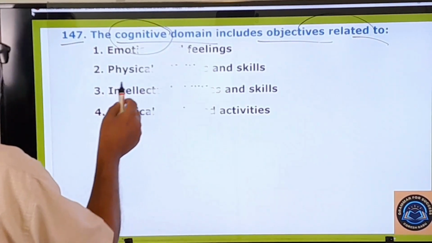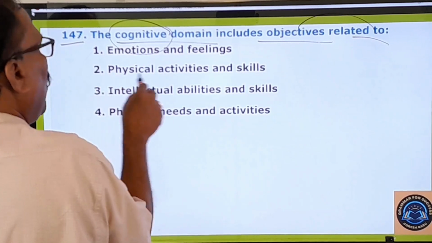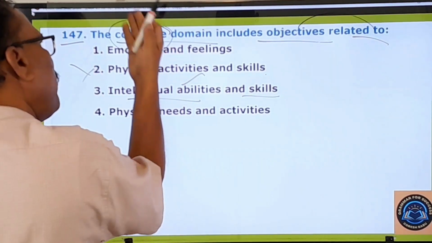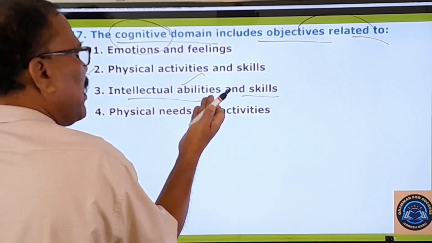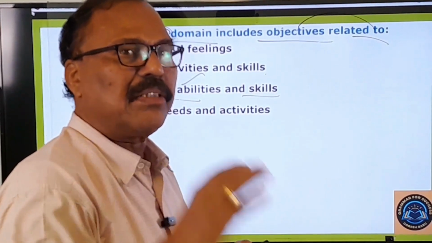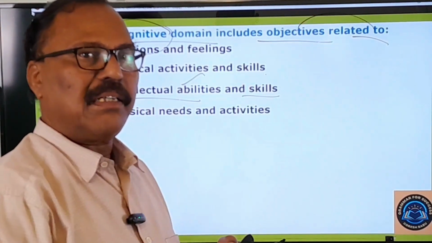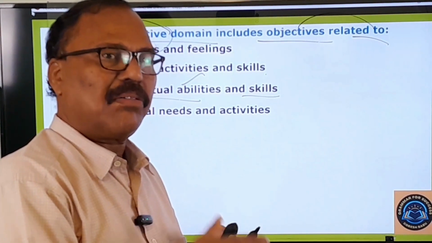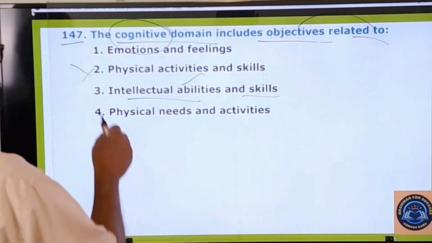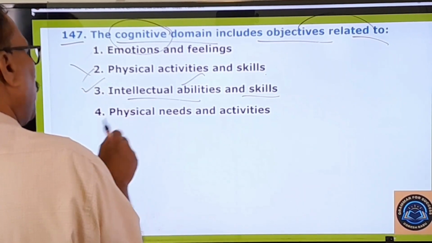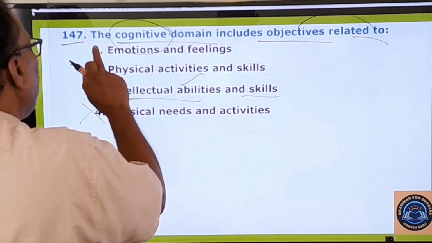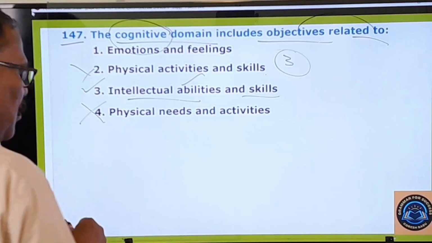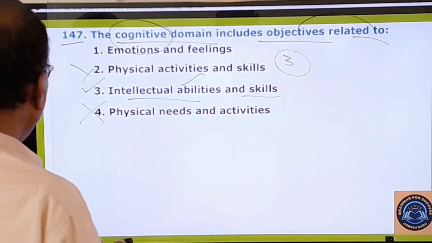Here you see that emotions and feelings, no. Physical activities and skills, no. Intellectual abilities and skills. The very meaning of this is this. Intellectual abilities. What are the intellectual abilities? Thinking, reasoning, remembering, all such activities are called intellectual abilities. So the third option is the right one. Physical needs, no. So therefore the first one, second one, and fourth one are wrong, and only the third one is the right one. And you go to the 148th question.